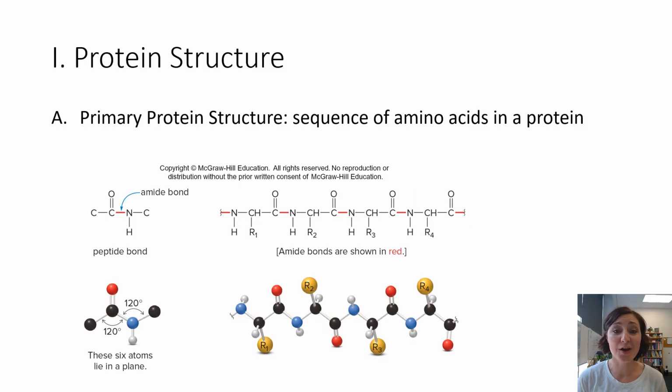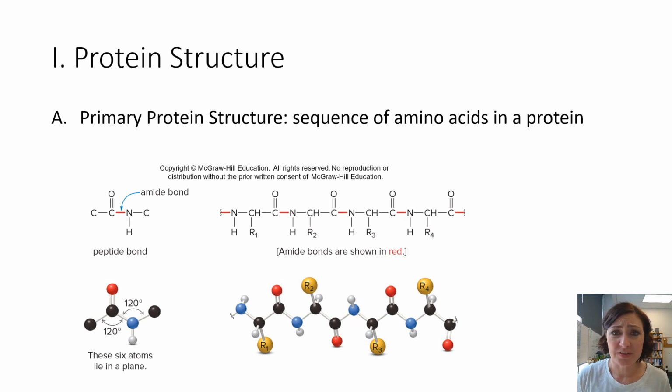All right, so we always start at the primary level of protein structure, and the primary protein structure is the order of amino acids that are joined together as a polypeptide. That is our primary protein structure. So the sequence of those amino acids.